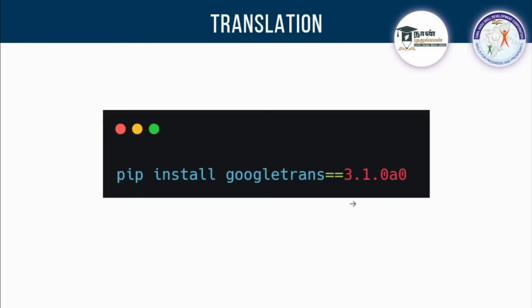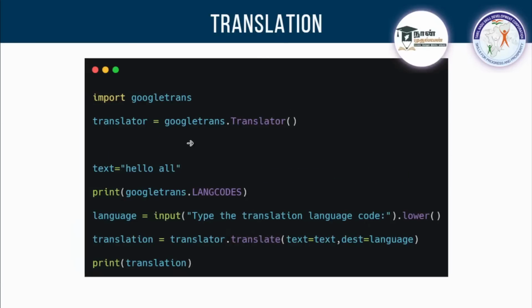Once you install this library, you can import googletrans, and you want to create an object for it. Translator equals googletrans.Translator. So this will help us to translate the input. I am texting, text equals hello all. So this will be the input. So I am just printing using this Google Trans.